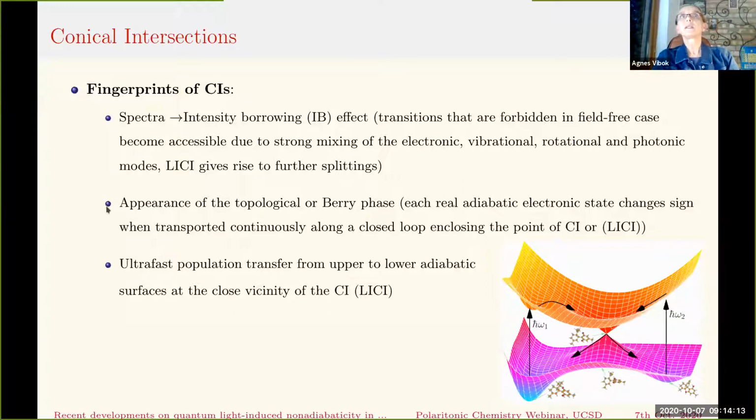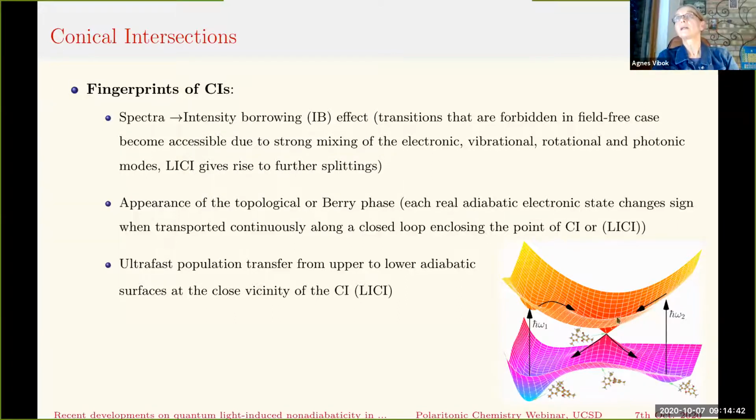The second is the topological property, the Berry phase. It is also well known that if there is a conical intersection, so there is a degeneracy between two adiabatic states, then each real adiabatic electronic state changes sign when transported continuously along a closed loop enclosing the point of degeneracy.